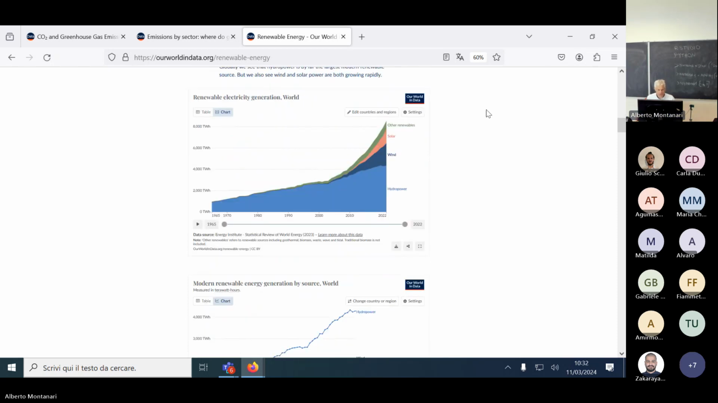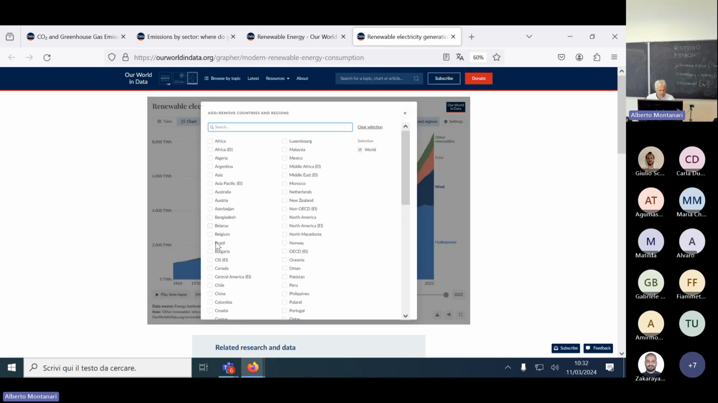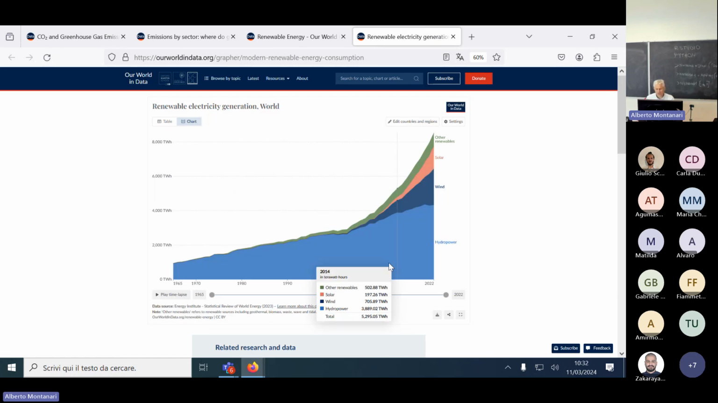Okay. This is electricity. This is the graph I was looking for. So if we look at electricity, hydropower is the main contribution. This is global, okay? And then you can select by countries. Here, as usual in Our World in Data, you can select by countries. So hydropower, wind, solar, and other renewables. So the great contribution is by hydropower.